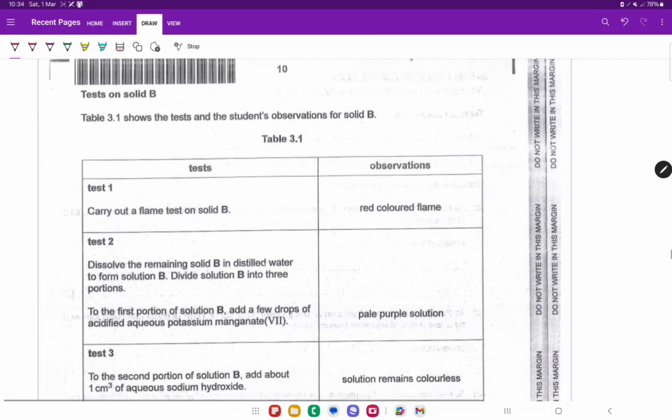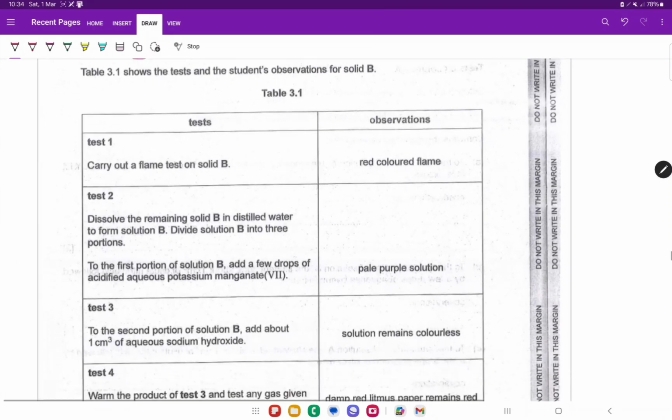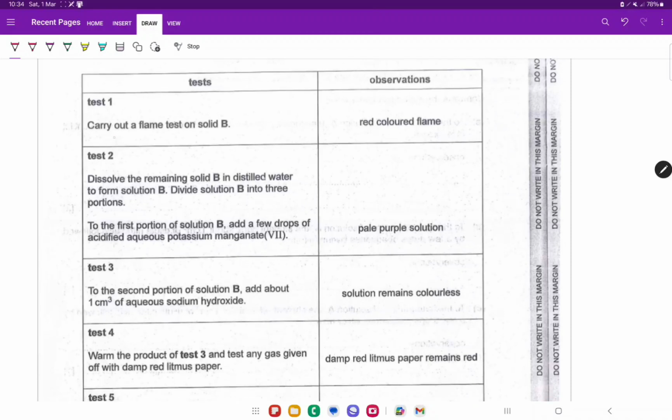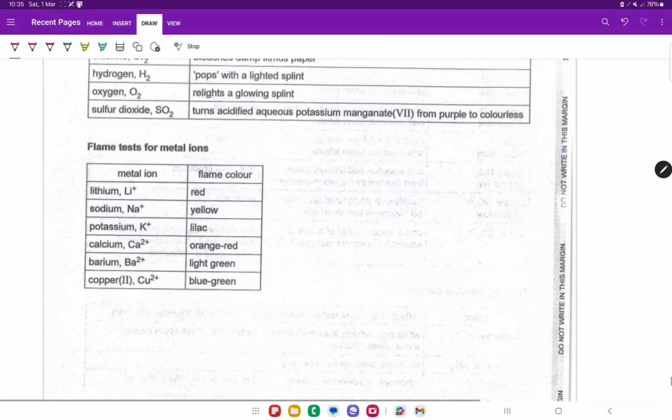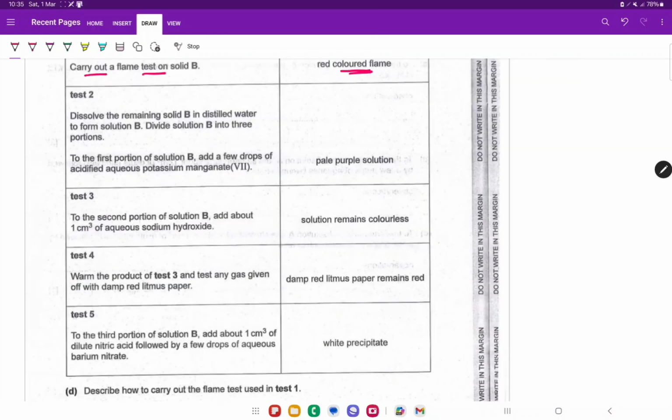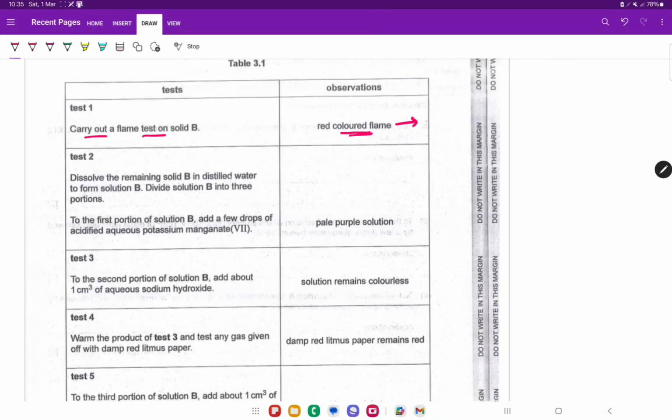Now the next table, the test on solid B, shows that if I carry out a flame test on solid B, a red flame is produced. Going back to the table, for the flame test on metal ions, a red color is produced only when it is lithium. Therefore my identification should be lithium, Li.